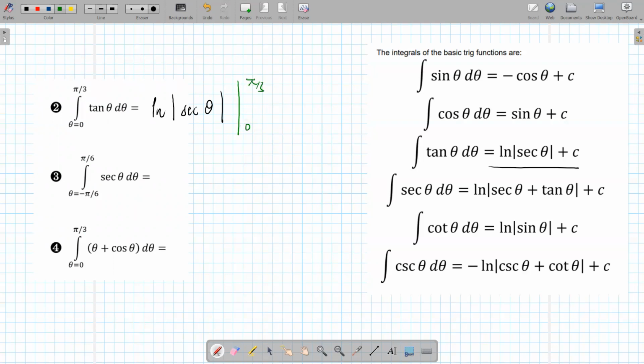0 and pi over 3. And then you want to plug those into a calculator. Ln of sec of pi over 3 minus ln of sec 0. Whatever that is on a calculator.